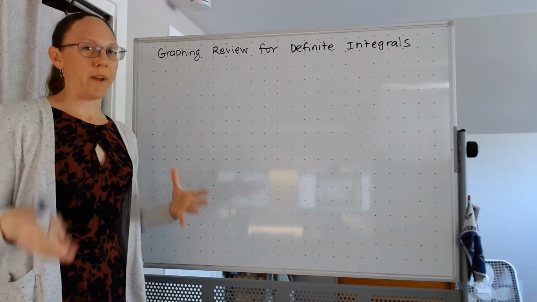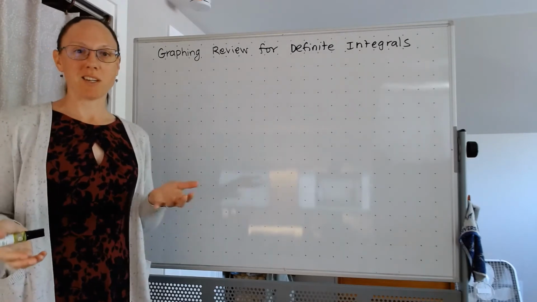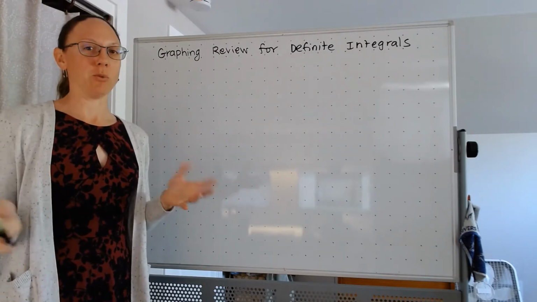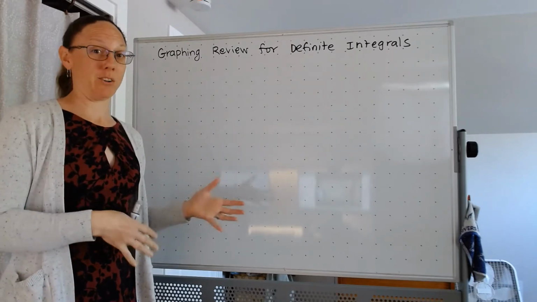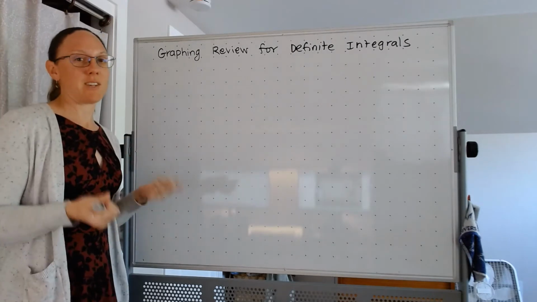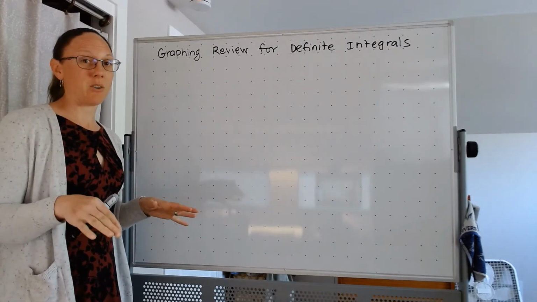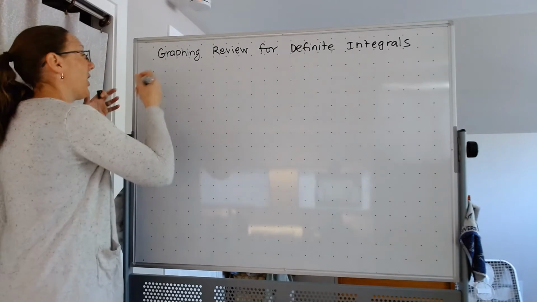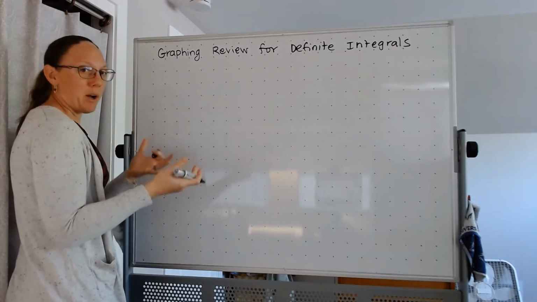I'm going to do a quick graphing review of some of the kinds of things that we need to be able to do for dealing with definite integrals in 17b. So the first set of functions that we want to make sure for sure that we can graph are lines. The equation of a line can come in a couple of different forms.